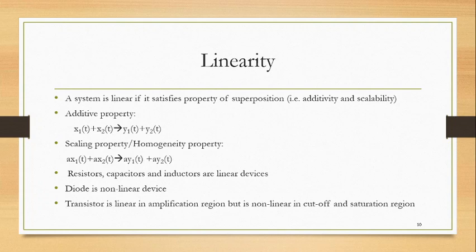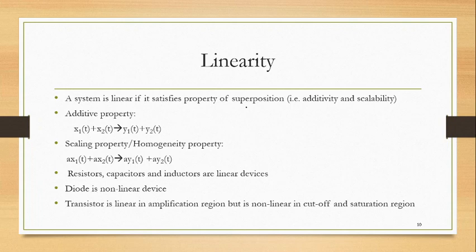If a system satisfies the law or principle or property of superposition, we say that the system is linear. So superposition is the necessary and sufficient condition for a system to be considered linear. Fine. If a system obeys the property of superposition, we say that the system is linear. But if it fails to obey the property of superposition, we say that the system is non-linear.